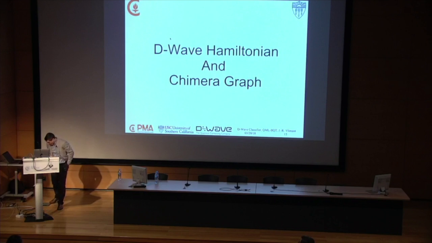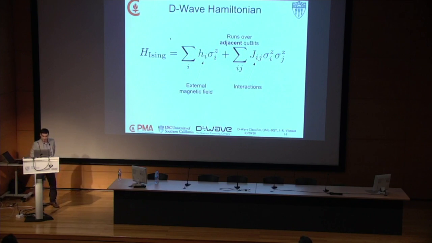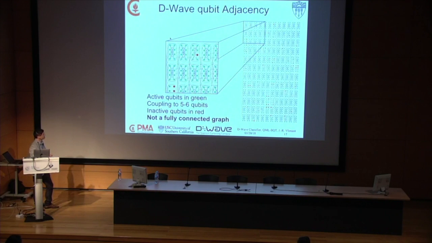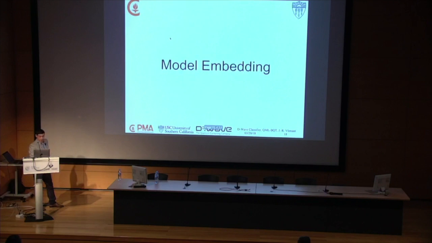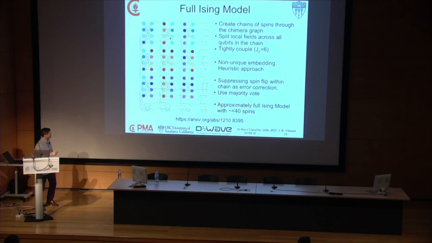Now, what the D-Wave solves here is this Ising model, where you have only this Hamiltonian running through the adjacent qubits of the graph of the hardware, which is like this. Essentially it's a 6 to 6 or 5 to 6, depending on the edges of the graph, connected graph, and it's not a fully connected graph, while for the machine learning problem, we'd like a fully connected graph. So this is done by model embedding, and those are probably technical slides that you're well aware of.